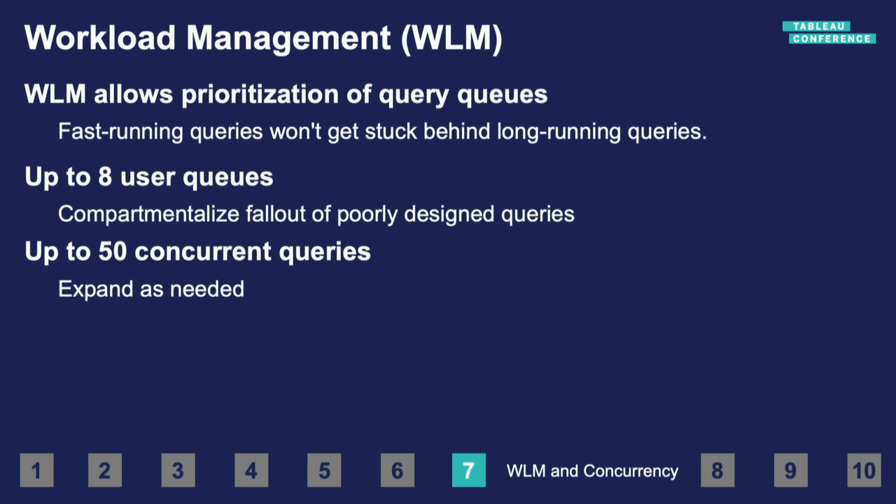Redshift can handle up to 50 concurrent queries. Now, it used to be a limit of 5, now it's 50. The default is still 5, but you just need to request it to be changed, and it's changed. And then you can distribute those 50 on up to 8 user queues. So in other words, you can designate queues that you can then set at different priorities. You can have up to 8, or you can just have one single queue that can handle the whole 50 concurrent queries.